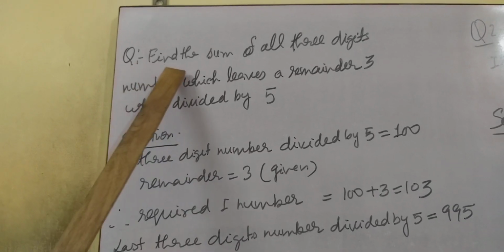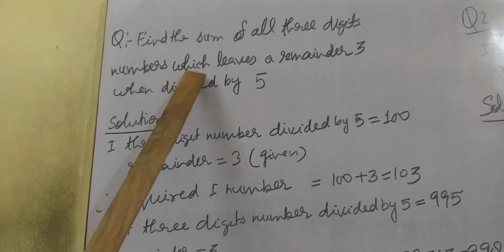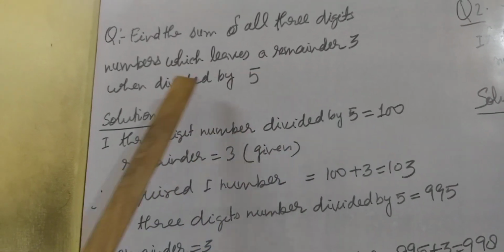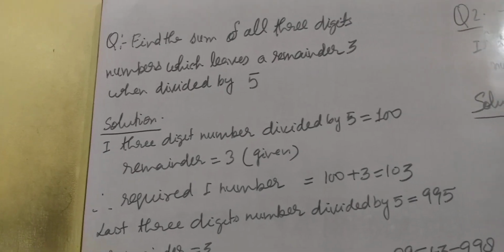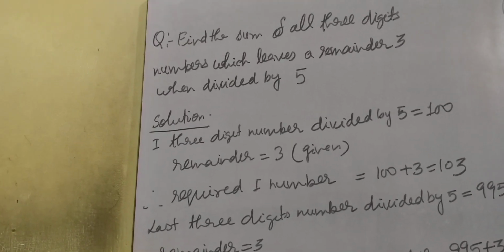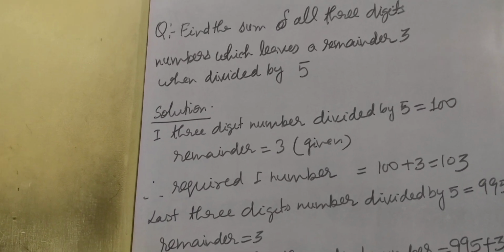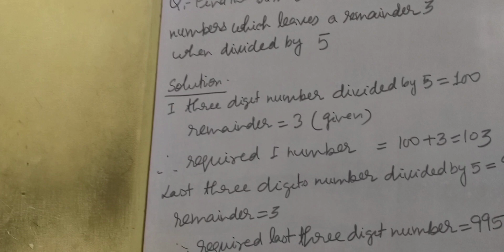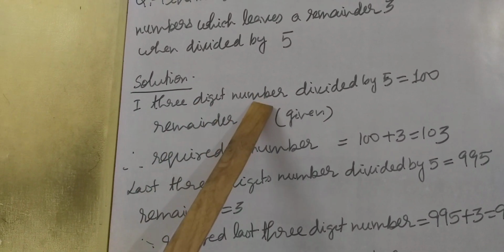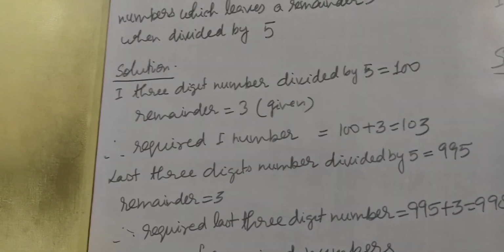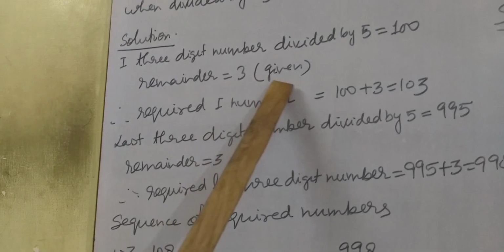Question number 1. Find the sum of all three-digit numbers which leave a remainder 3 when divided by 5. Students, first, the first three-digit number is 100. Okay, the remainder is 3, given to us.